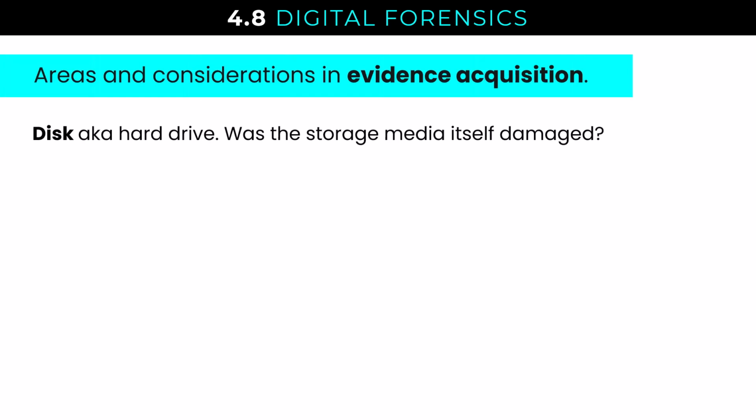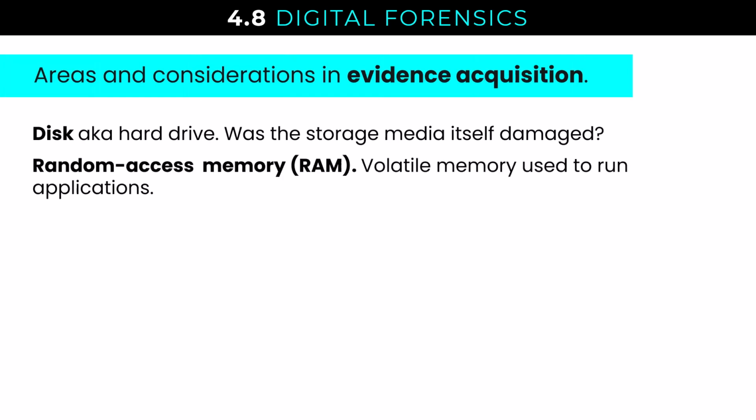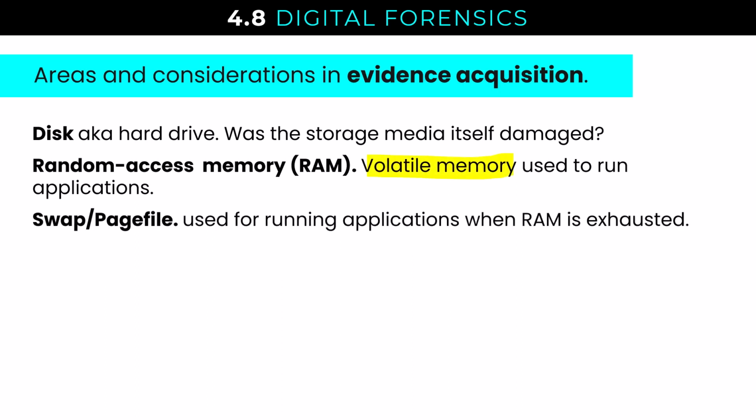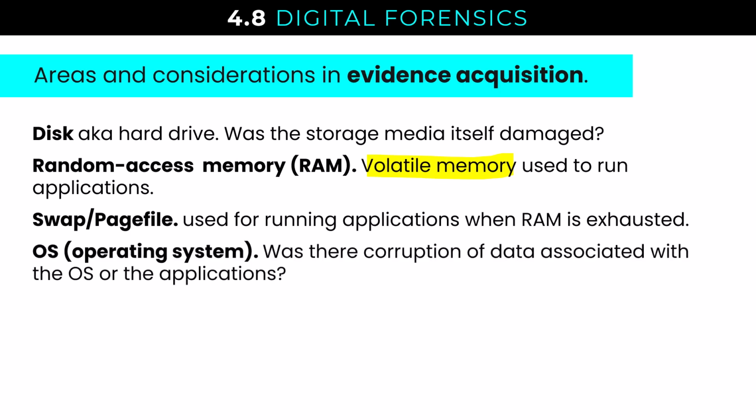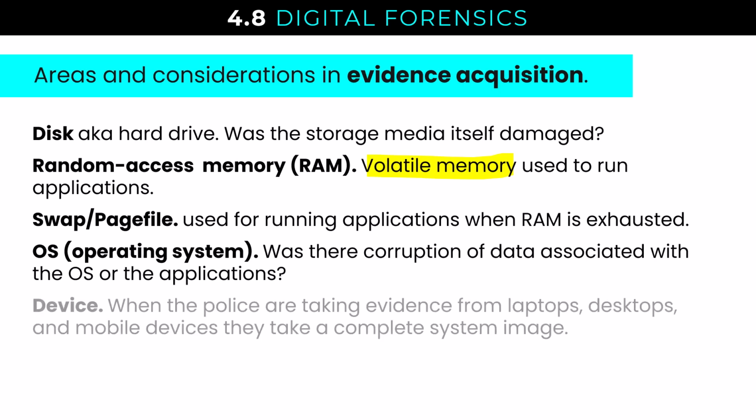So certainly on a hard drive, was the storage media itself damaged? We can look in volatile memory, RAM. Page file and swap file used for running applications when RAM is exhausted may contain information. The operating system, was there corruption of data associated with the OS, or can we save from there? If the OS isn't corrupted and we have logs available, the security log, the system log, the application log, we're going to want to gather all that. Then there's the device itself.